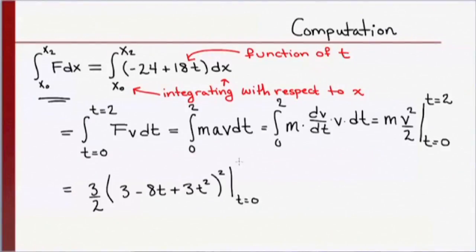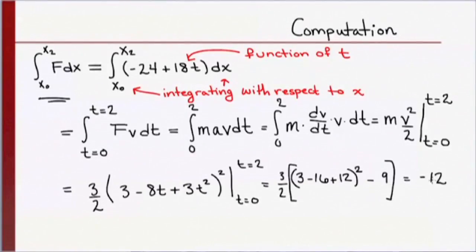Plugging in our formula for the velocity and evaluating, we get that the answer is negative 12. I intentionally left off the units while doing this computation. Now I leave it as an exercise for you to use unit analysis to check that this integral does in fact give you newton meters, or joules, the units of work.